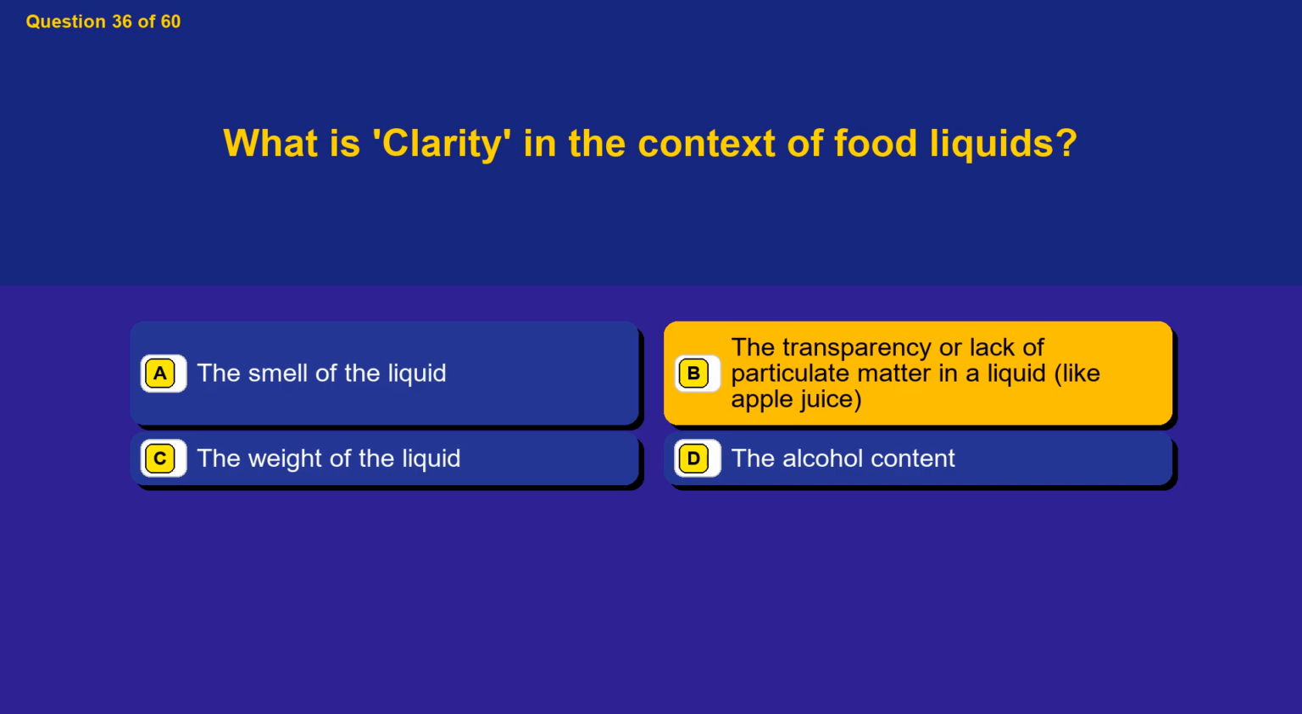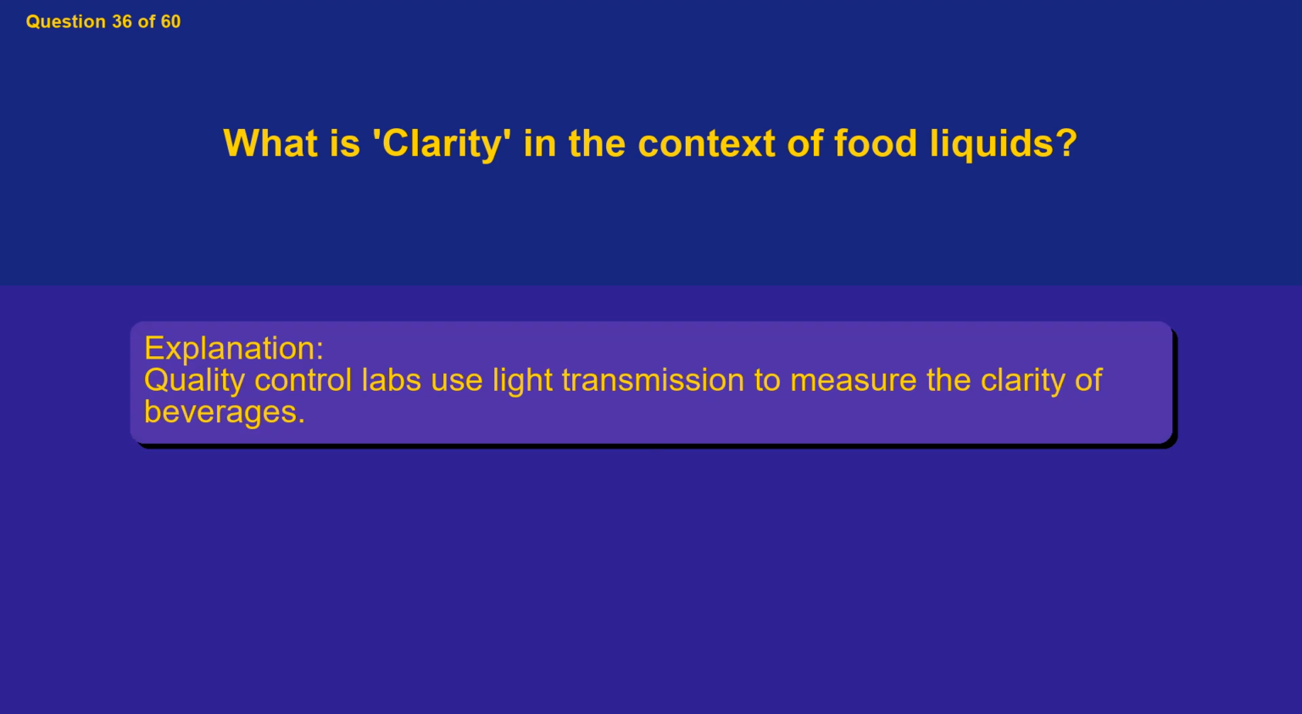The correct answer is option B, the transparency or lack of particulate matter in a liquid, like apple juice. Quality control labs use light transmission to measure the clarity of beverages.